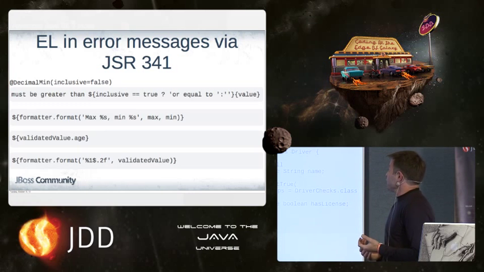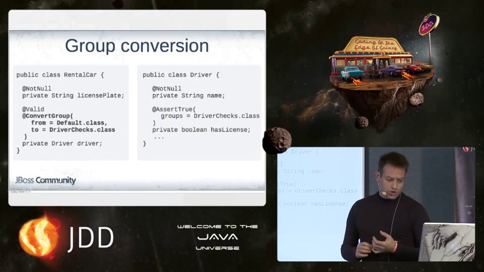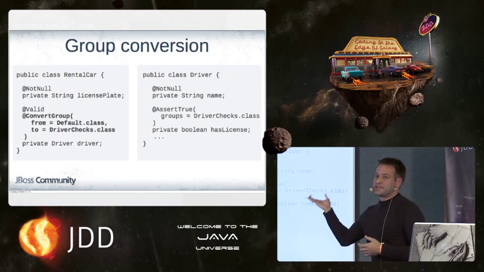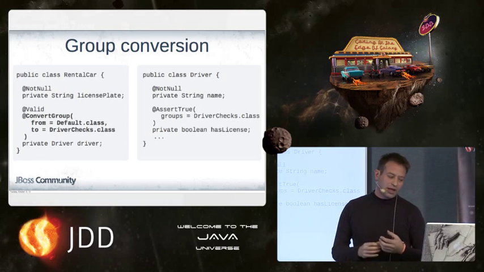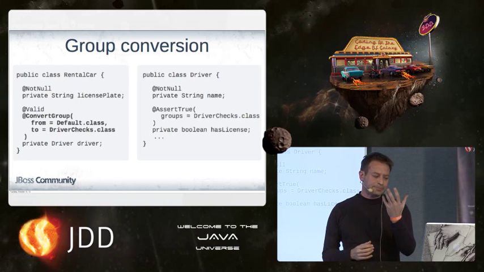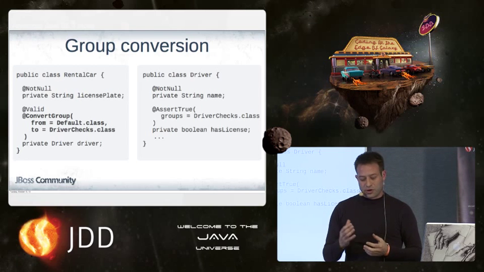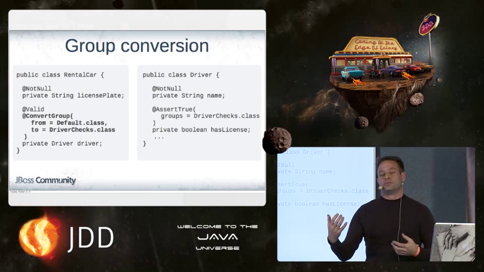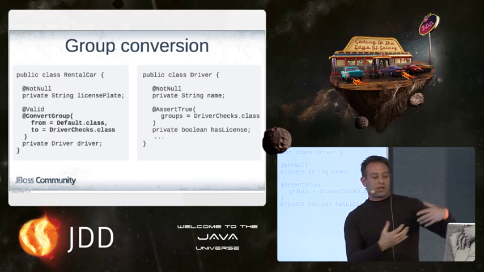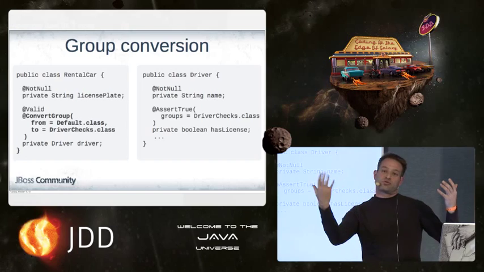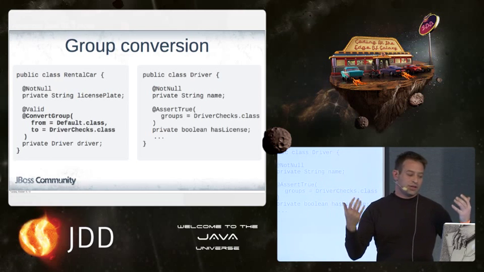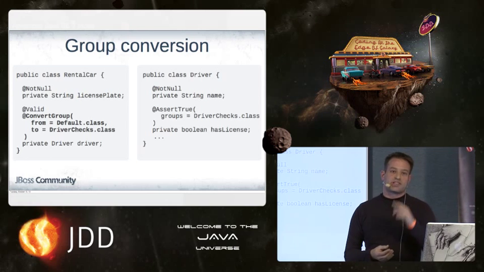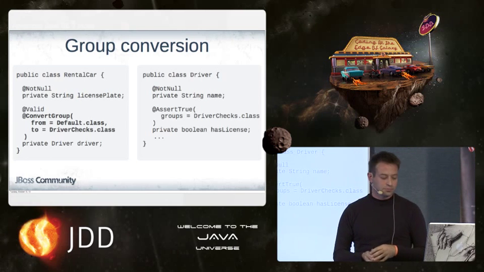The other big feature or change is group conversion. So if you have, for example, this rental car, and you're validating a rental car, there is this concept of cascading validation. Rental car has a driver, and I want to make sure that when I validate the rental car, my driver instance also gets validated. And normally, in Bean Validation 1.0, this was expressed with the @Valid annotation.